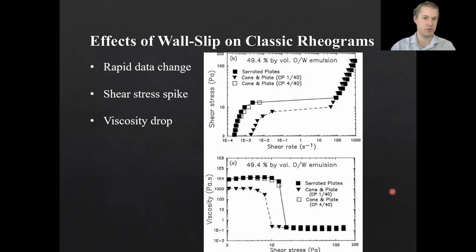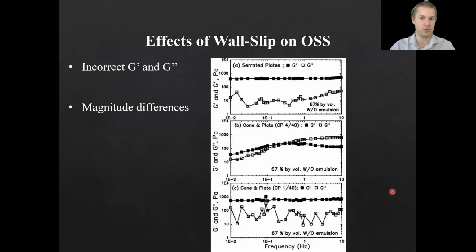Not only our classic rheograms are affected, but also our oscillatory shear. When we look at oscillatory shear, we typically want to see a nice linear curve for our elastic modulus G prime and viscous modulus G double prime, such as shown here for our serrated parallel plates. When wall slip occurs, we see more erratic behaviors, such as the viscous modulus for the serrated plates, as well as erratic behaviors for both of our cone and plate geometries depicted here.